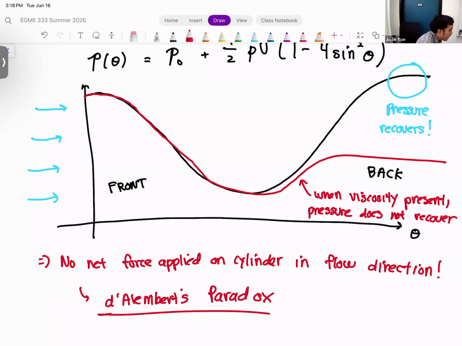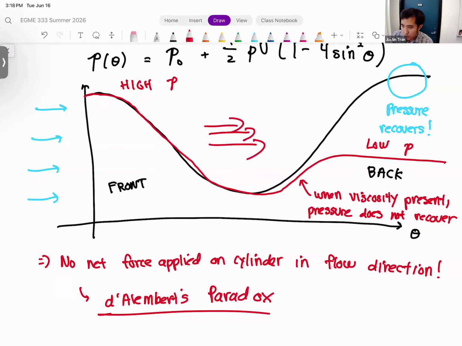Now, if you look at this plot, you have a high pressure on the front, and on the back end, you have a lower pressure. And so because you have a difference in pressure, high pressure here and low pressure here, there's going to be a net force that goes in this direction, which is what you expect. And so if you're standing in the presence of the flow, you expect to be swept away with the flow. There should be a net force that pushes you along with the flow. And so that's the explanation.